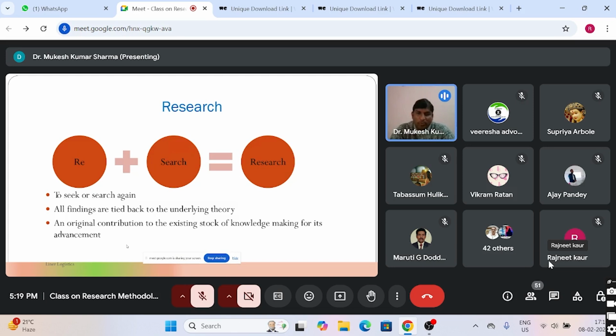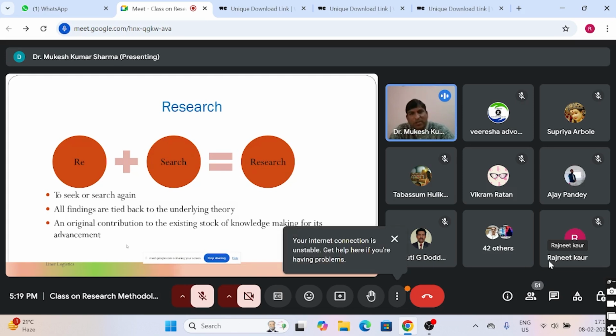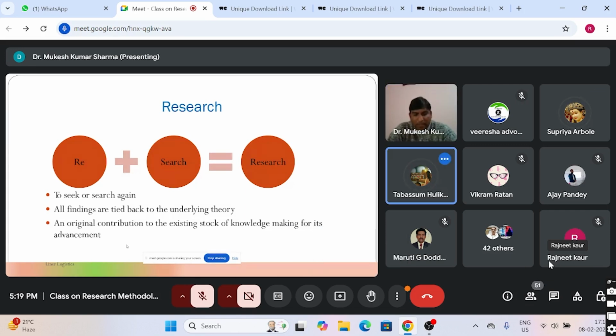So you people, from commerce or management or law, if you are pursuing a PhD, just go through one website called Shodhganga. Have you heard the name? Yes, sir. It is the reservoir of all theses. You will find theses from across the nation there. Download those related to your theme.